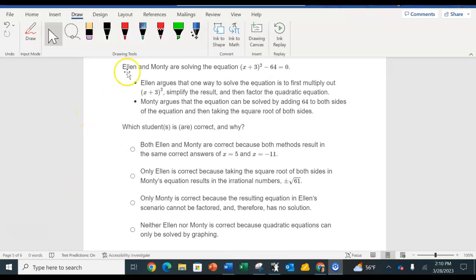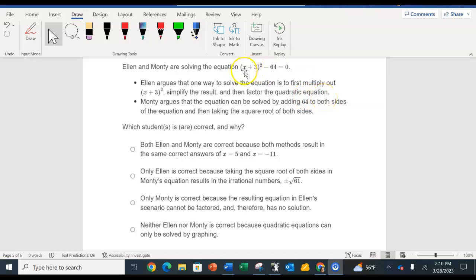All right, the next question says Ellen and Monty are solving an equation. And it says which student is correct and why. All right, so you've got the quantity of x plus 3 squared minus 64 equals 0. Ellen argues that one way to solve the equation is to first multiply out the x plus 3 squared, simplify the result, and then factor the quadratic equation.